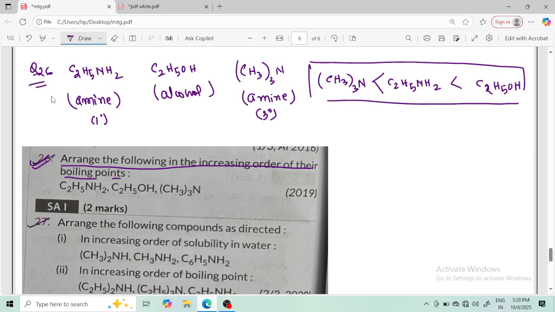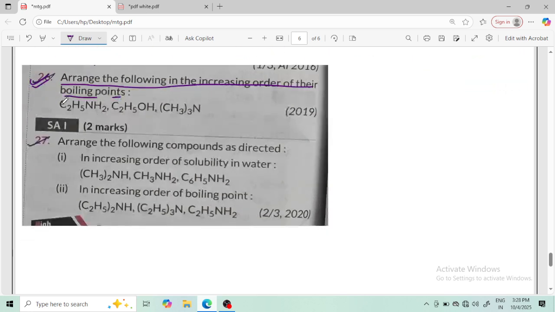Okay. So what I did first, I have arranged the amine and alcohol, right? I have ignored the degrees of amine for the first time. Now in the second step, I have arranged the amine in terms of degree. That's the only thing. Okay, so that's the increasing order of boiling point.